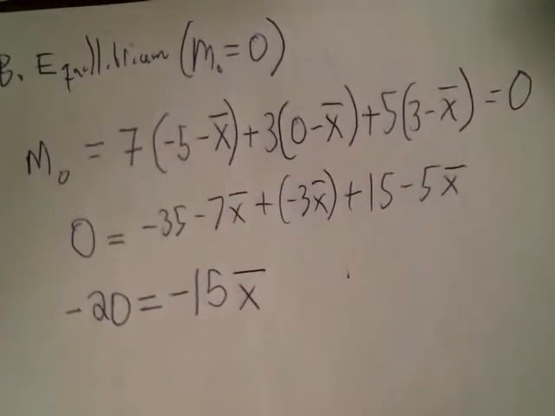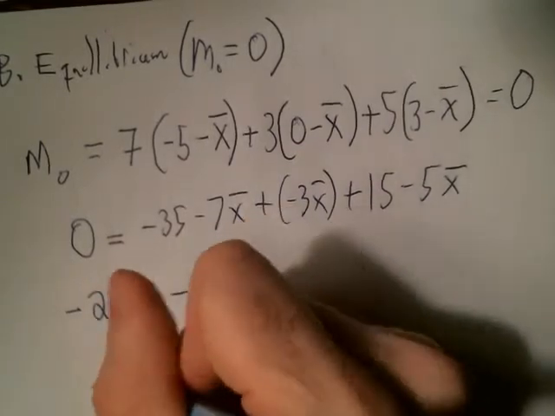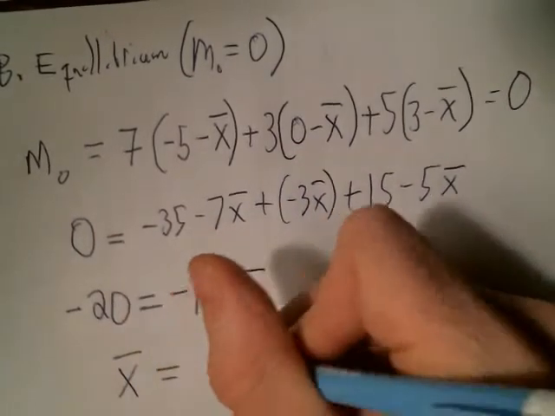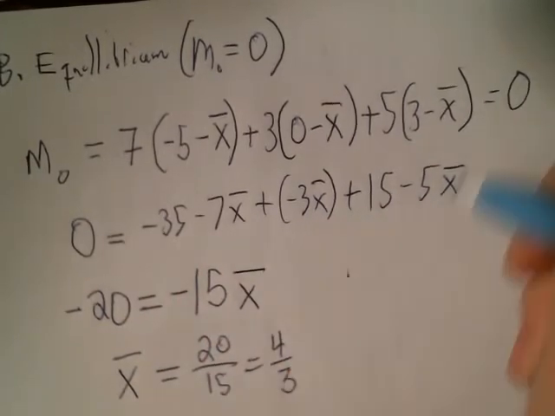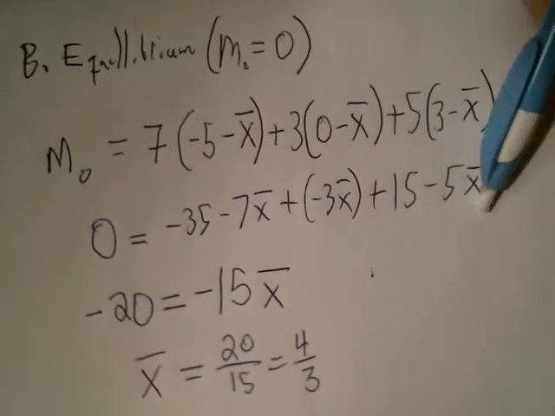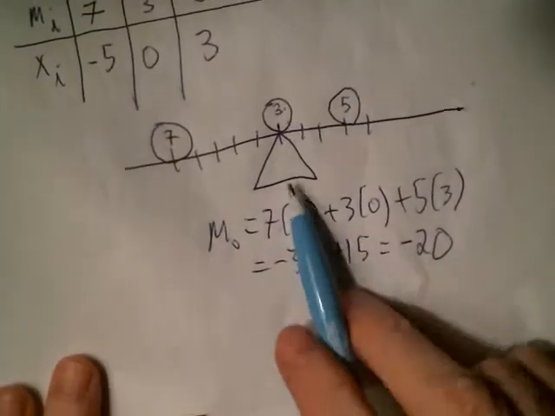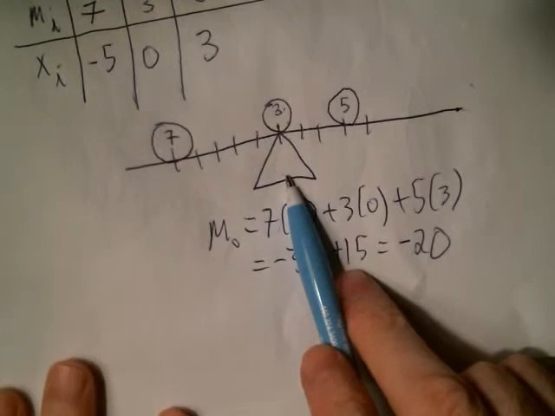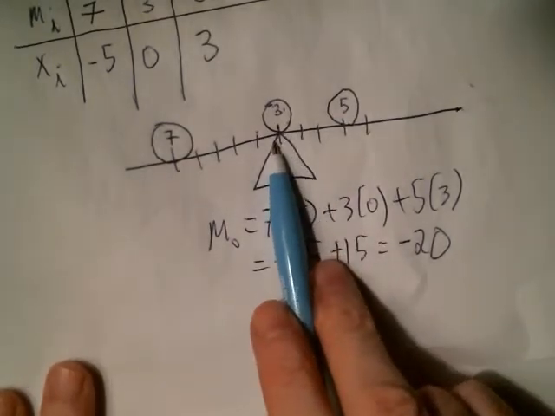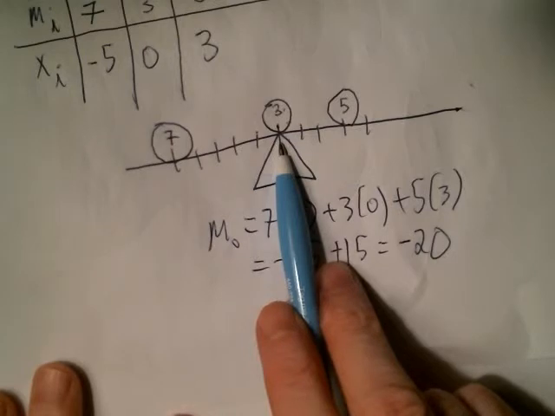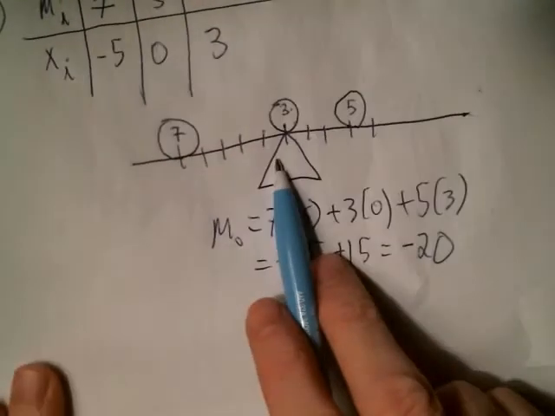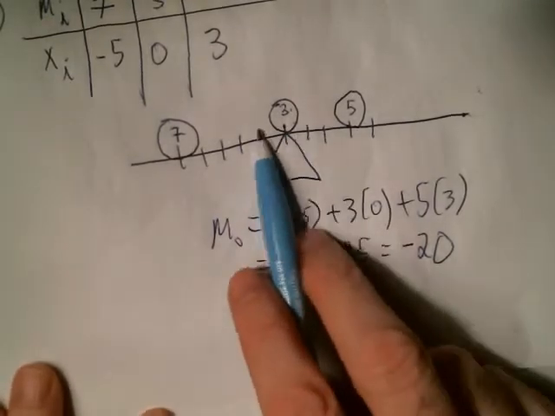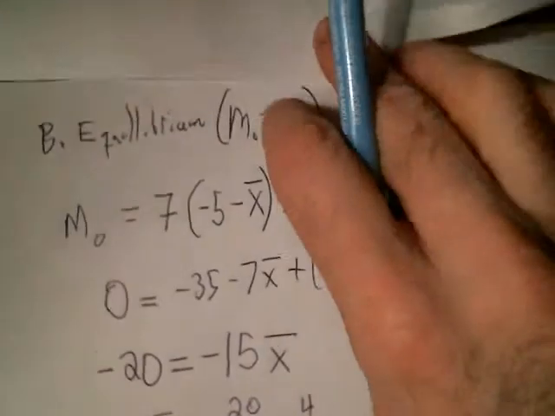x bar, assuming I didn't make any stupid mistakes, which I often do. But there's that. Divide both sides by 15, and we have 20 over 15, which is 4/3. Okay. So the deal is that we hope if we pushed our fulcrum over by 4/3, I suspect, then this thing would be in perfect balance.